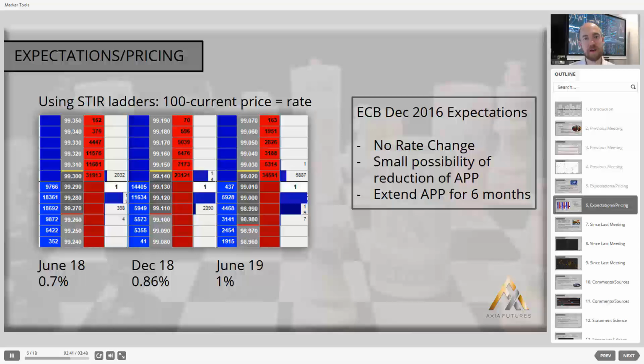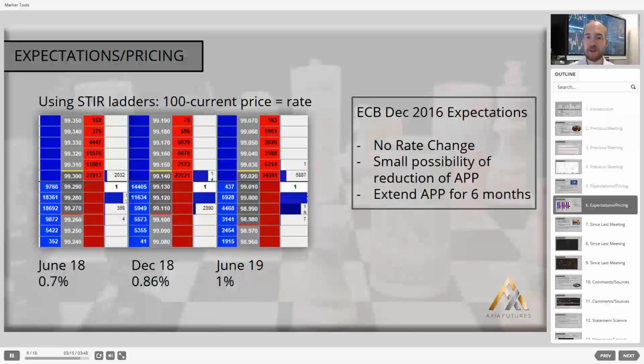If they reiterate that it may only be 1 hike in the next 3 years, what you're going to see is a bid into those contracts, the June 2019, Dec 2018, to price out that pricing of 2 rate hikes by June 2019. So hopefully that's cleared up pricing in the short end, and that gives you a very clear indication of interest rates, or the expectation that the market currently has of interest rates going forward.